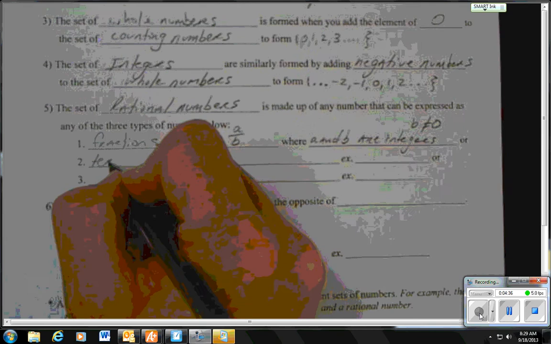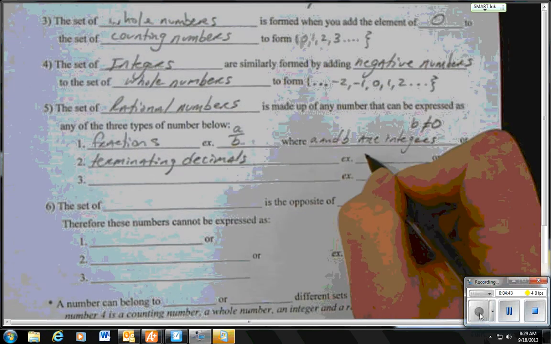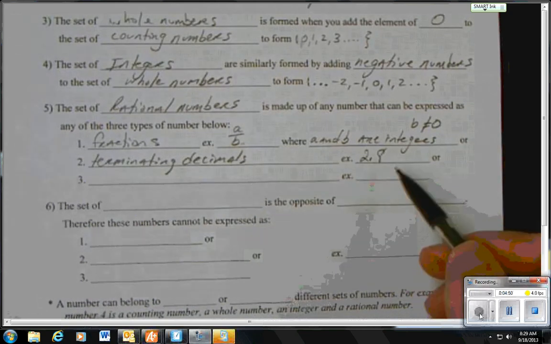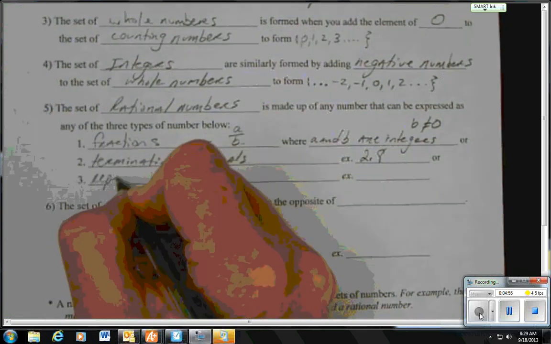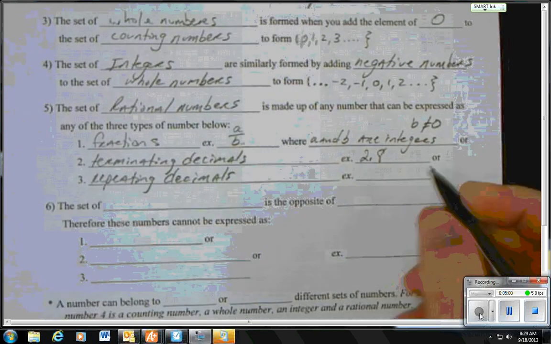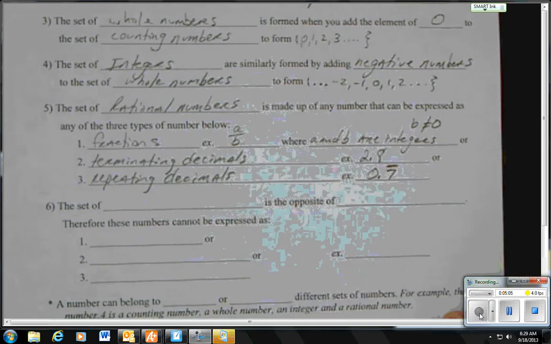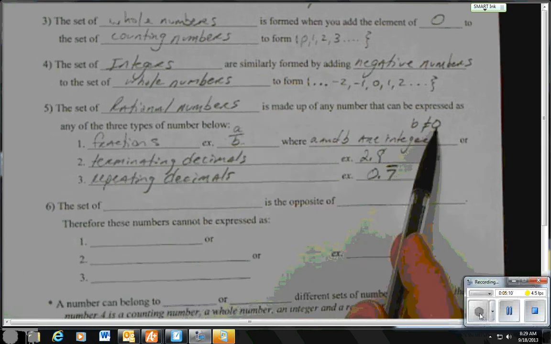2, terminating decimals. An example would be 2.8. So you see 2.8 ends, it terminates. There's nothing after the 8, bunch of zeros, but we don't need those. 3, repeating decimals. For example, 0.7 and repeat sevens forever. So rational numbers are fractions, top and bottom, b cannot be 0, decimals that terminate, or decimals that repeat.